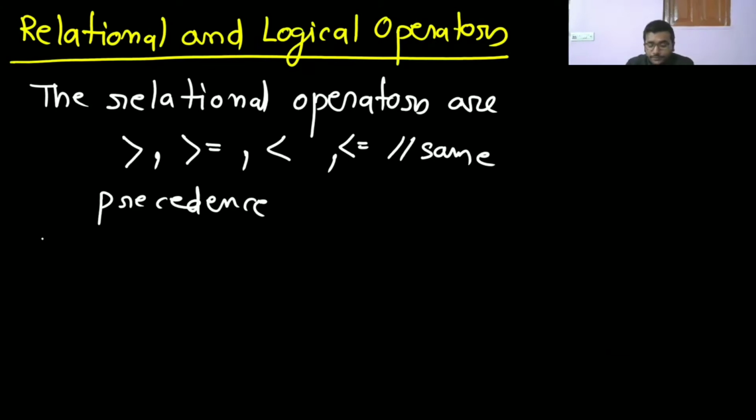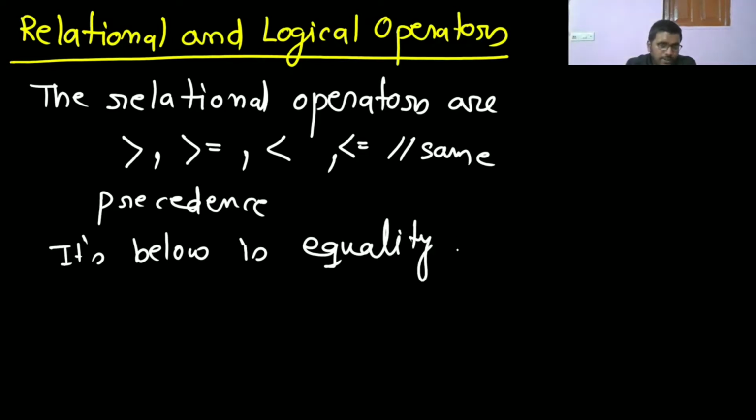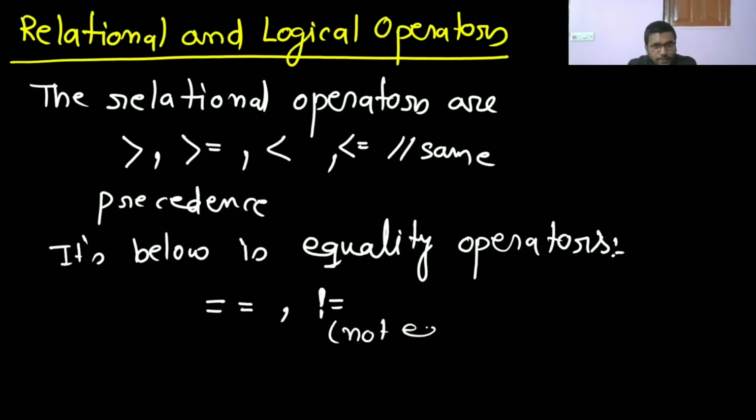Below that are the equality operators, which are equal to and not equal to. They check whether two expressions are equal or not equal.